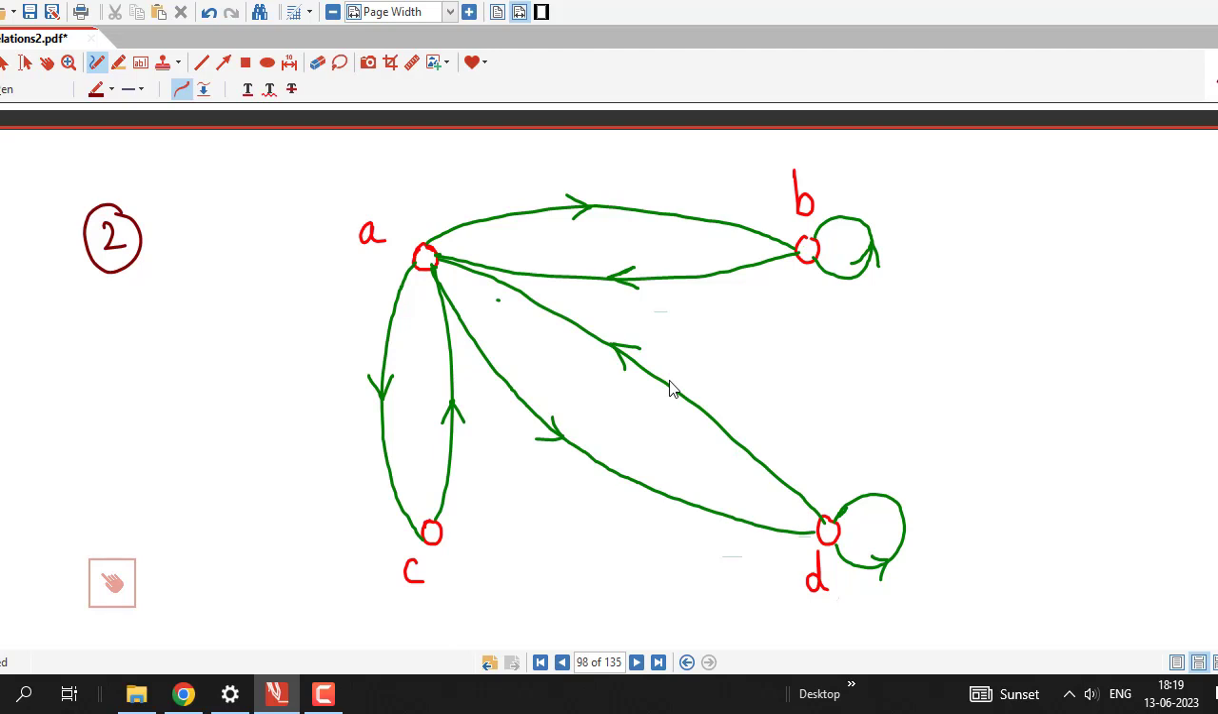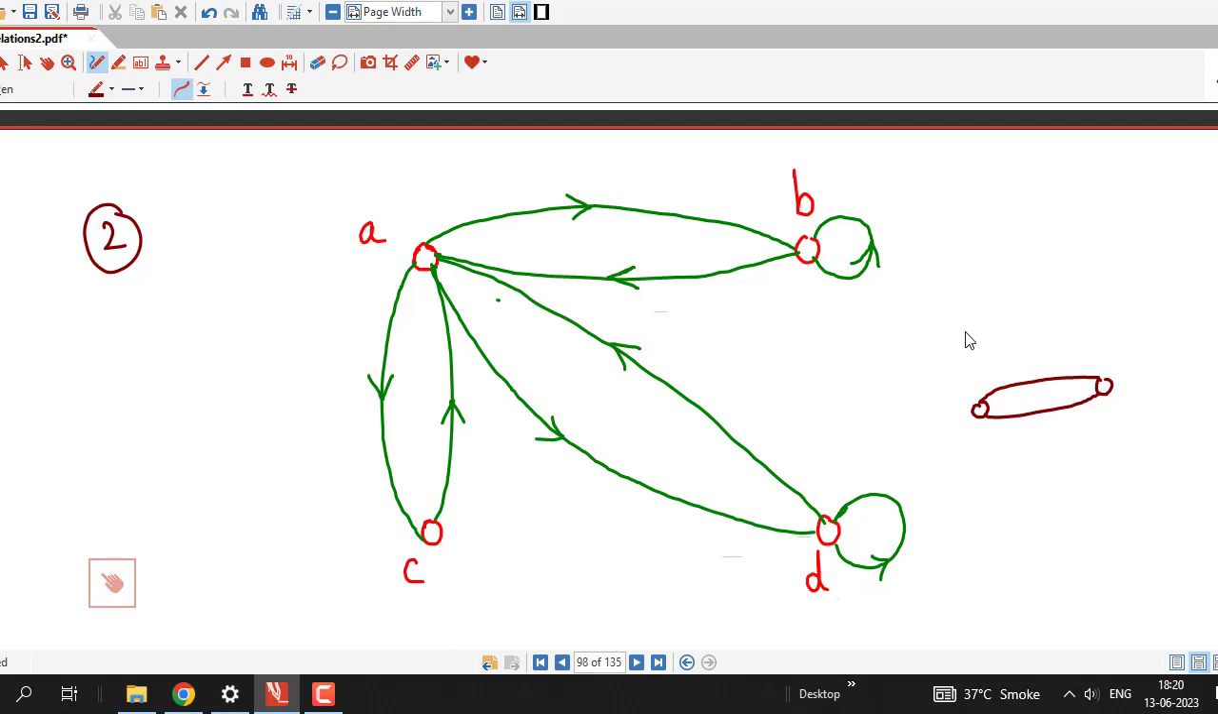So for reflexive property we must have a loop at every vertex, and here we can see there is no loop at vertex A. Similarly, there is no loop at vertex C. So this relation is not reflexive because every vertex is not having a loop. For symmetry, we require that whenever there is an edge between two vertices, then there must be a reverse edge between those two vertices. So here we can observe that there are edges in both the directions for all the vertices. For A and B, there is an edge from A to B, there is an edge from B to A also. Similarly, there is an edge from A to C as well as from C to A, and from A to D as well as D to A. So there are edges in both the directions, therefore this relation is symmetric.